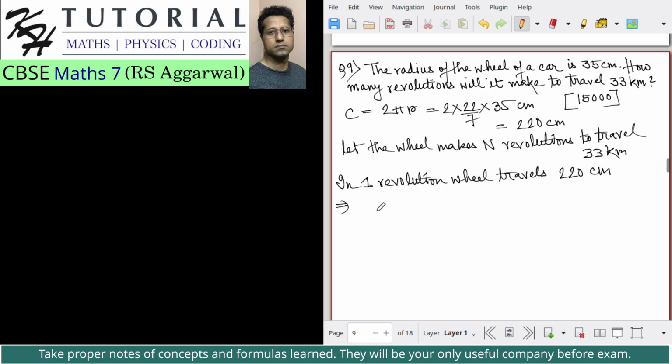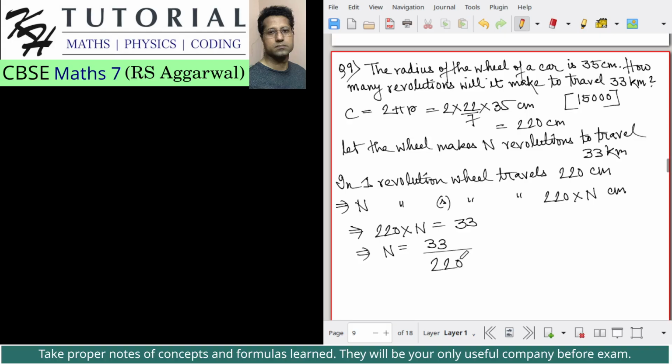So we are applying a unitary method. So in n revolutions the wheel travels 220 multiplied by n, this much centimeter. Now we have assumed that the wheel makes n revolutions to travel 33 kilometer. So we can say that 220 multiplied by n should be equal to 33 kilometer. So this implies n is equal to 33 divided by 220.